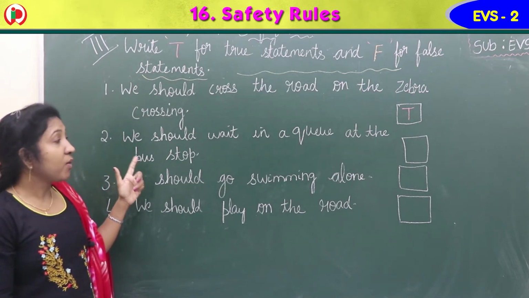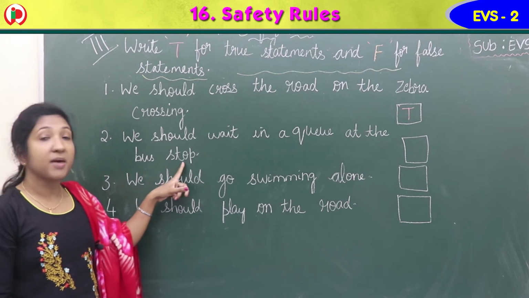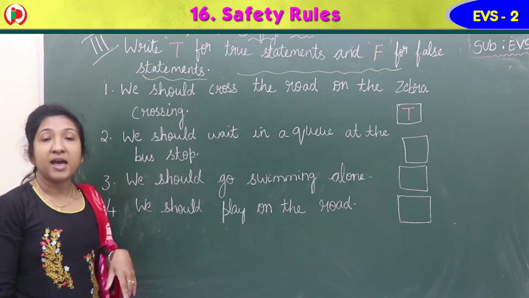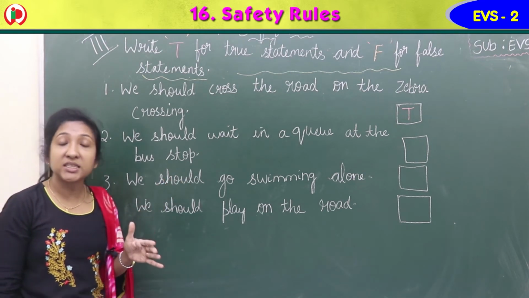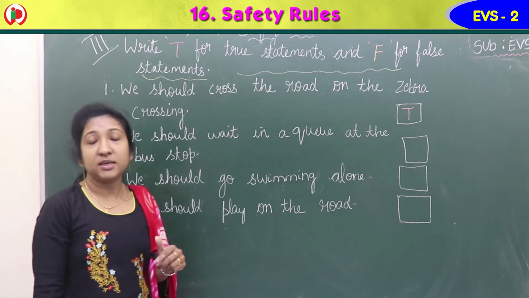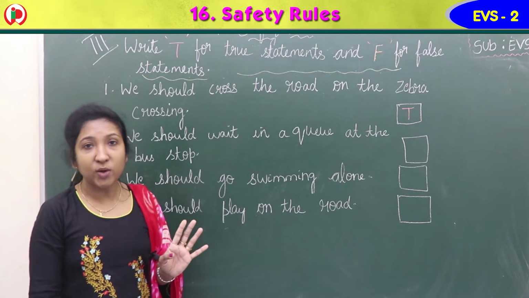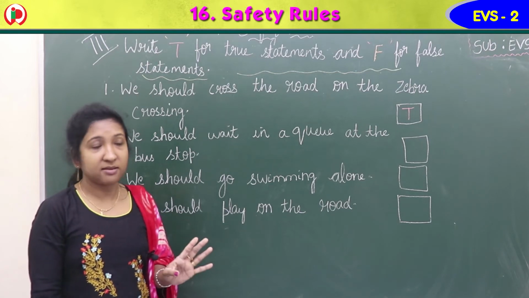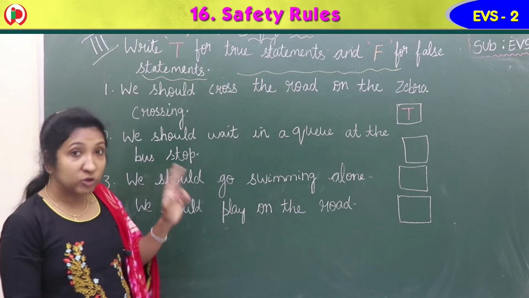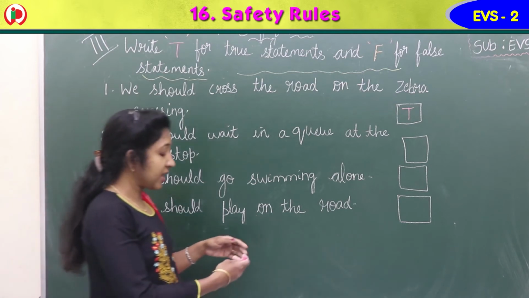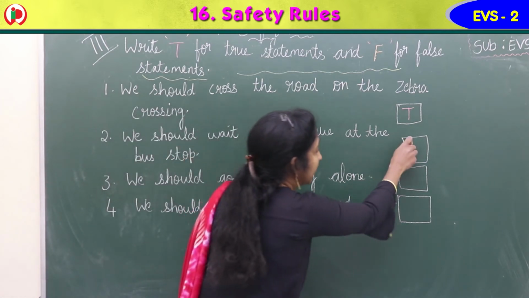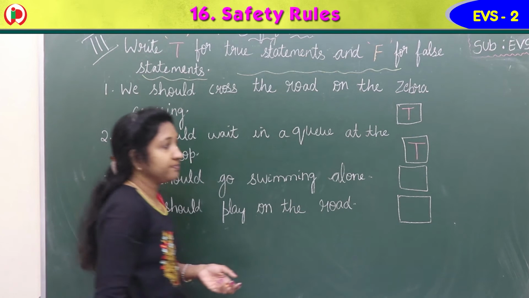Now coming to the second one. We should wait in a queue at the bus stop. At the bus stop, we should wait in a queue. Is that correct? Yes, we should wait in the queue at the bus stop, isn't it? Yes. So, that is a true statement. So, again we have to write T in the square box.